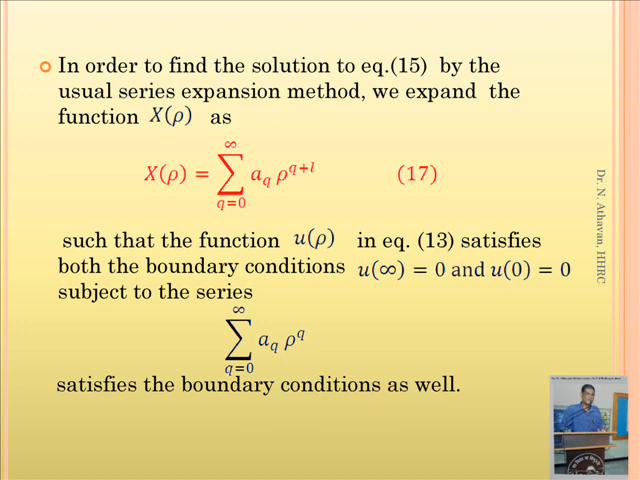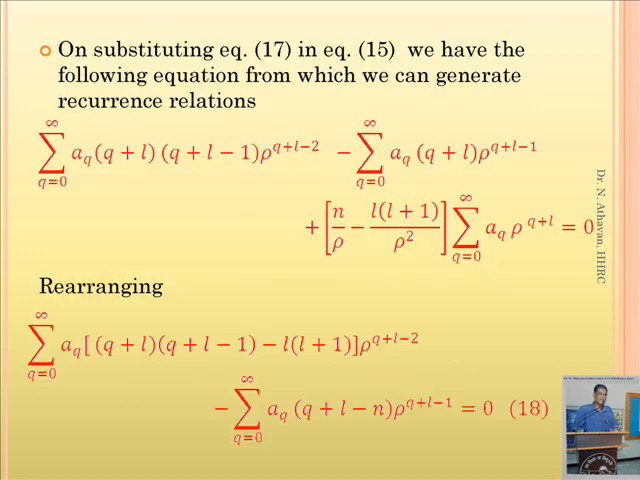So upon writing this, the function u of rho satisfies both the boundary conditions u of infinity is equal to 0 and u of 0 is equal to 0, provided this series does not violate the boundary conditions, that is, satisfies the boundary conditions as well. On substituting equation 17 in equation 15, we have the following equation from which we can generate recursion relations. So we have this form of equation. If we take the terms n by rho and minus l into l plus 1 by rho square inside the summation, we get the equation given in equation 18.